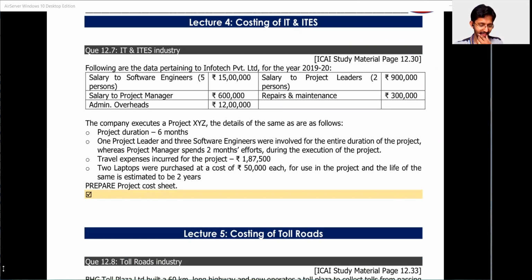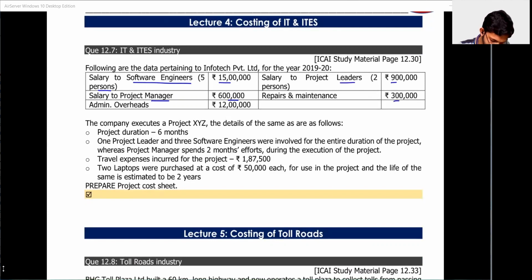Right. So what all details are given here? The following are the data pertaining to Infotech Private Limited for the year 2019-20. The following details are given. Salary to software engineers, 5 persons, 15 lakh. Salary to project leaders, 2 persons, 9 lakh. Salary to project manager, 6 lakh.